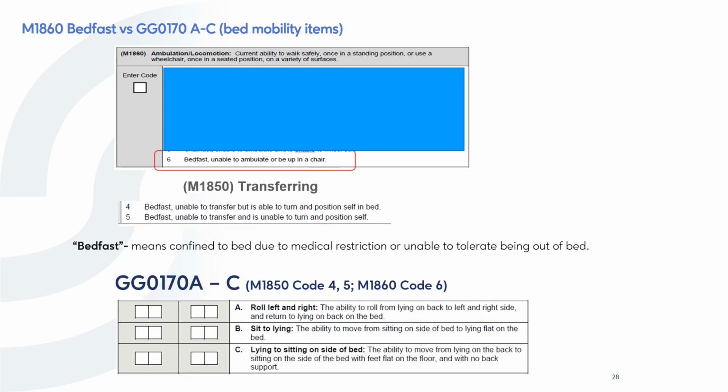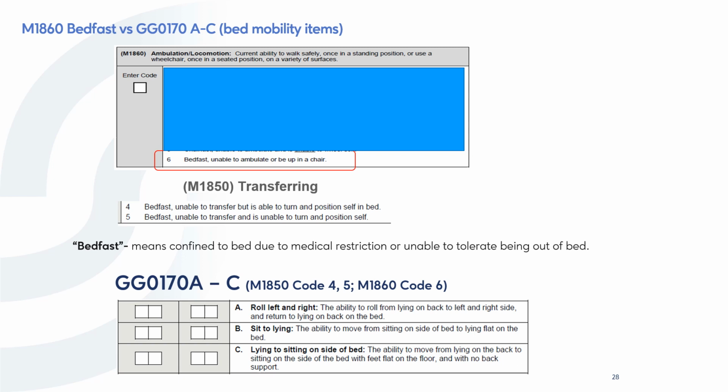And then finally, on M1860, we have the bedfast item, which is your code 6. And what that encompasses on the GG0170 side is your A through C, which is, technically the bed mobility items. Look at that, rolling, sit to lying, and lying to sit. And we also want to consider, when we're looking at this item, did we code appropriately when we answered M1850, the transferring item? Remember, those codes 4 and 5 are your bedfast items. So let's make sure we're keeping bedfast consistent throughout this OASIS.